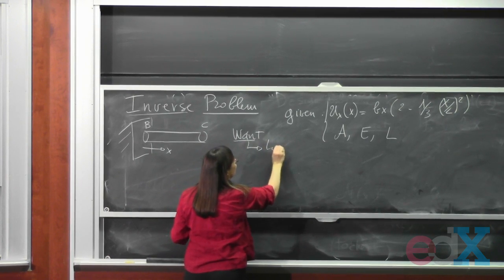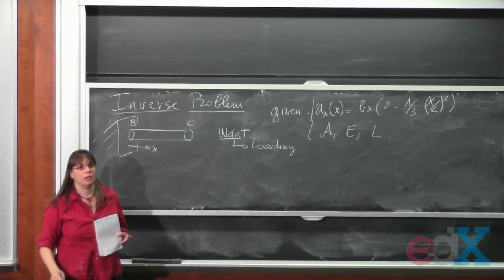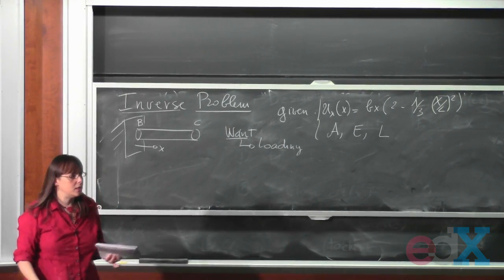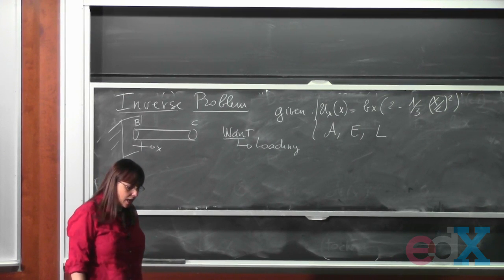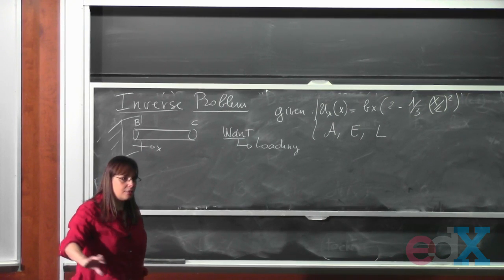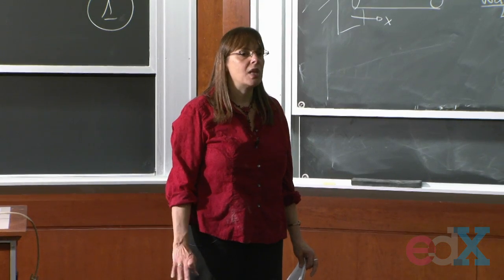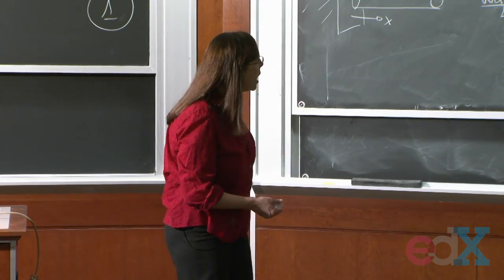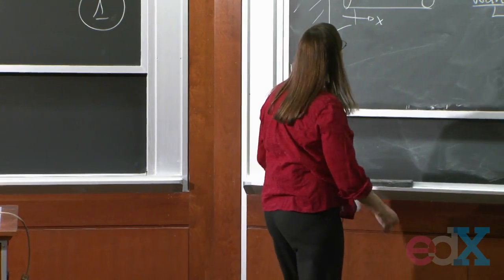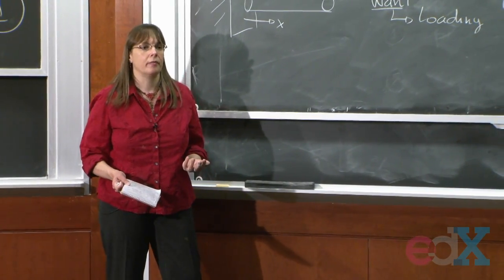is what kind of loading is going to give me that displacement field? So somebody comes to you and said, I had a camera there, I looked at this bar, and this is the way it displaced. That's all what I know. I can tell you what material it is, I can tell you what geometry it has. I have no idea what's causing this to happen. Tell me what loads are on the bar.